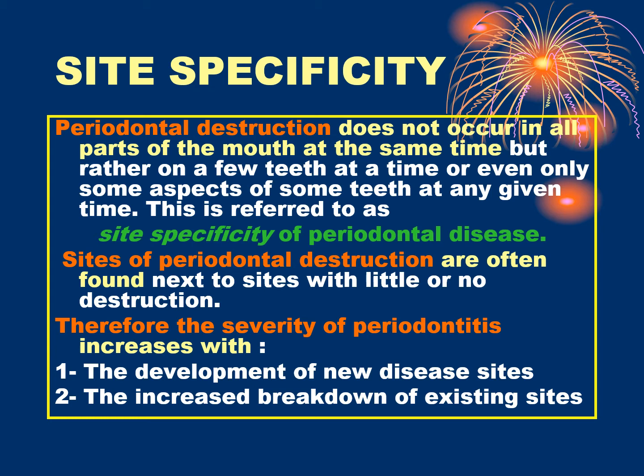Periodontal destruction does not occur in all parts of the mouth at the same time, but rather on a few teeth at a time, or even only in some aspects of some teeth at any given time. This is referred to as site specificity of the periodontal disease. It is very common to find sites of periodontal destruction next to sites with little or no destruction. Therefore, the severity of periodontitis increases with, number one, the development of new disease sites and the increased breakdown of existing sites.